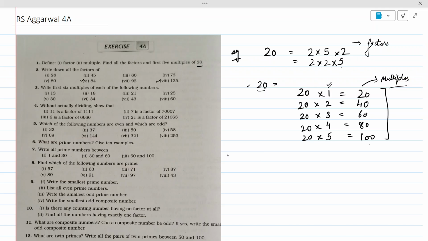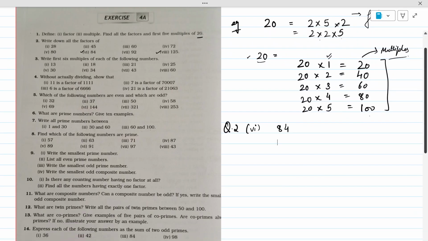Okay, so question number 2, I am taking the sixth part, which is 84. We can do it with prime factorization because we now know what prime factorization is. So let's try to do this with that method only. If I take 84, it has the first multiple 12 and the second multiple 7, because if we multiply 12 with 7, we will get 84.